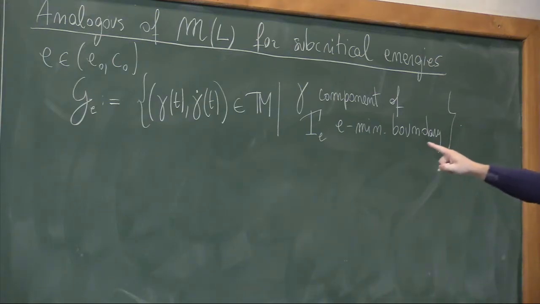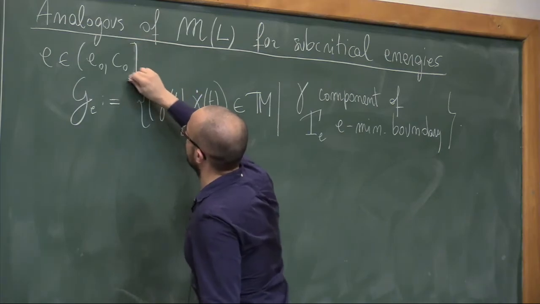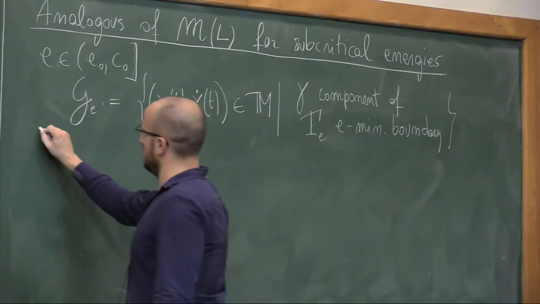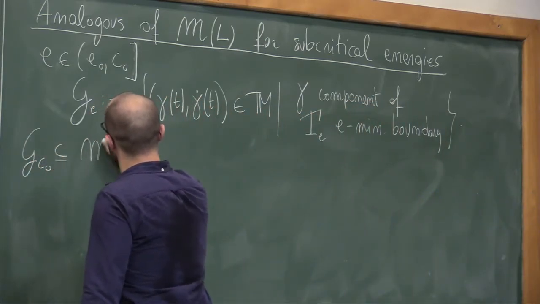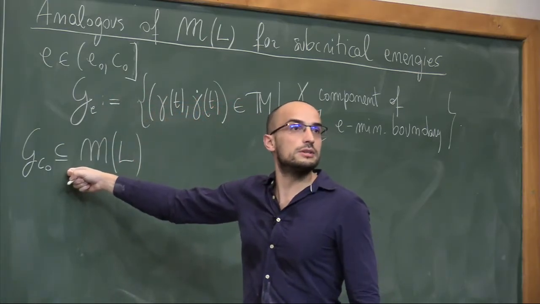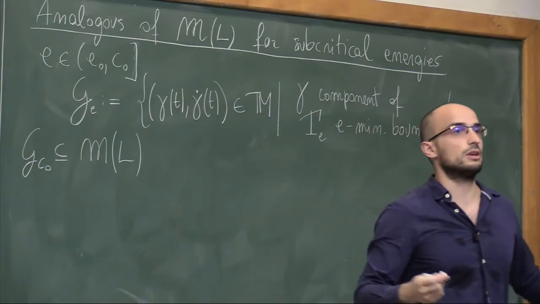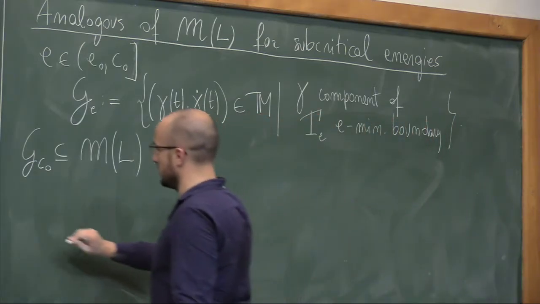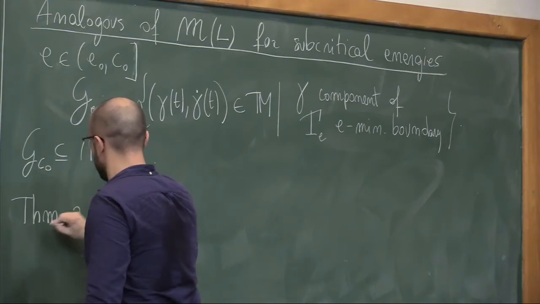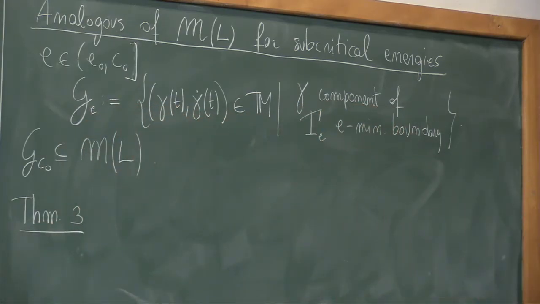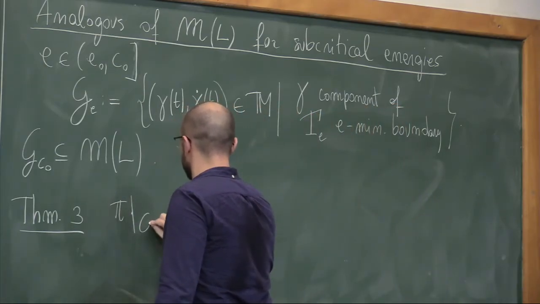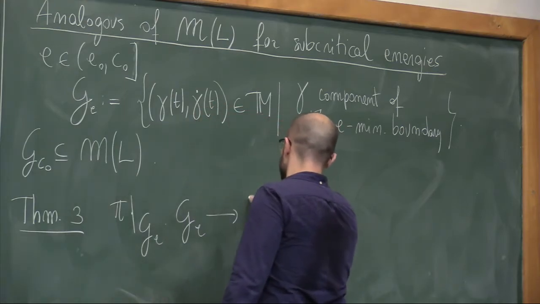Of course, at level c0, if we consider G_c0, then we have a subset of the Mather set. This is a trivial inclusion, but the other inclusion, I don't know whether it's true or not. Anyway, what we have, Theorem 3, is that the foot point projection pi restricted to G_E is an injective map to M.